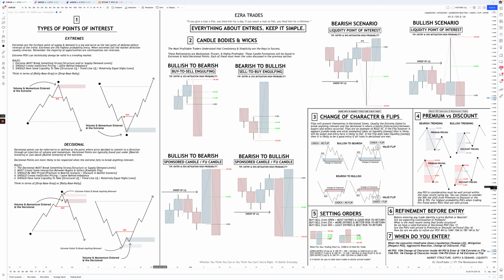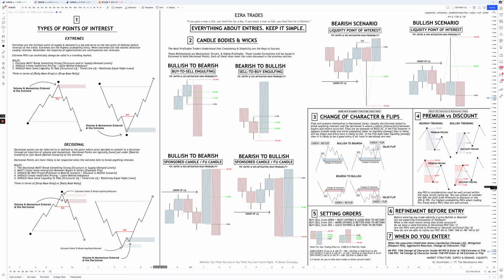In this case, for example, same thing. We have this pullback makes a new low. This is a strong lower high, break structure to the downside. If the extreme directly breaks this point of structure, then to me the extreme broke something relevant that's strong. In this case, this could also be a supply that went, right? But it's also a point of structure, right? So it must break something. For me, the extreme has to break something in order for it to be valid.